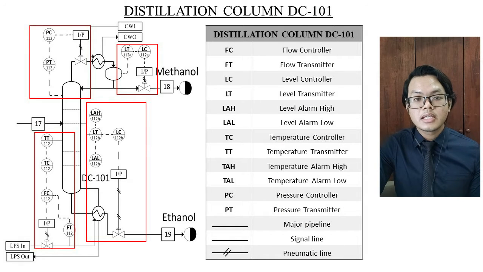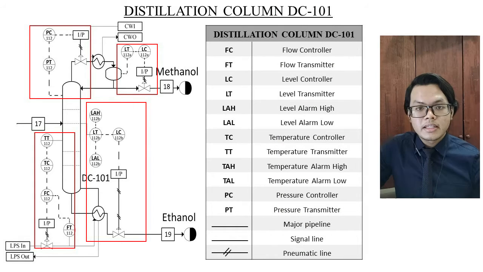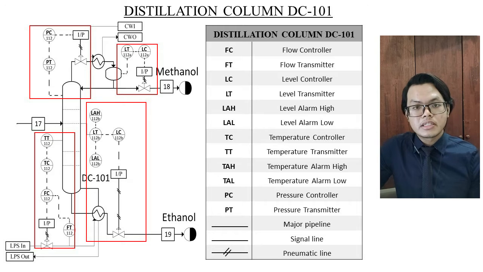Last but not least is distillation column 101. There are 4 parameters that we would like to control here. The cascade control system was used to control temperature by regulating the steam inside the tower. Apart from that, the feedback control system was used to control the pressure, the level of liquid inside the tower, and also the level of liquid inside the reflux drum. All of these controls were installed to prevent any overpressure and also overflowing inside the equipment.